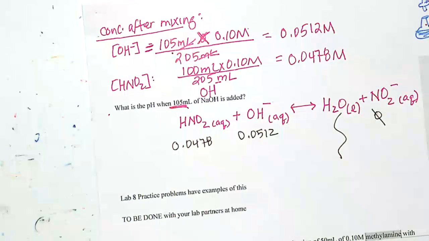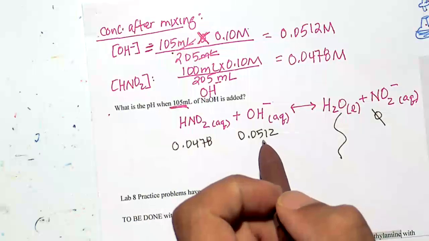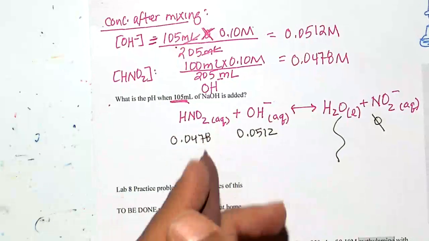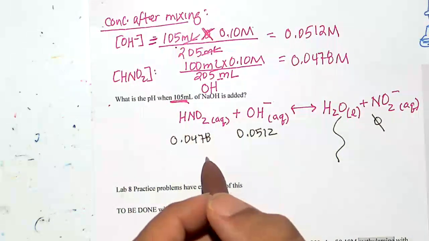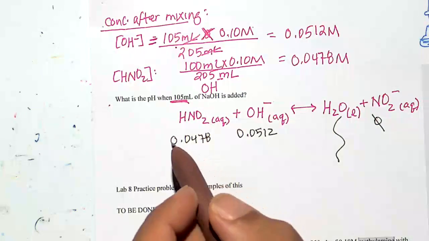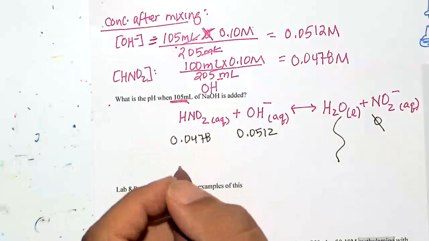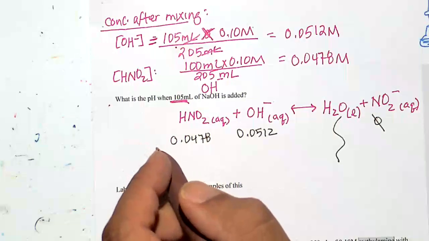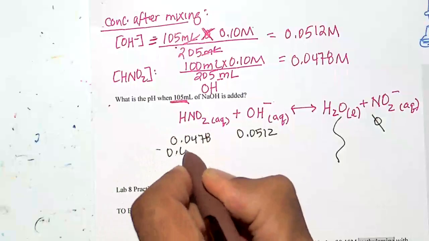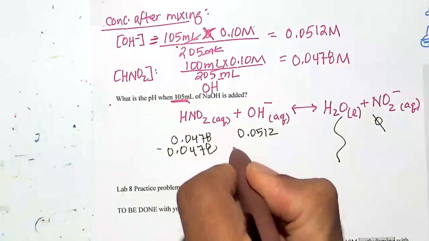And I'll ask you this question, Allison. Okay, I'm going to put you on the spot here. OH minus, is that a strong base? Okay, it is. So how much of this HNO2 will it eat up? All of it. Yes, and how much is all of it? 0.0478. Everyone see that?